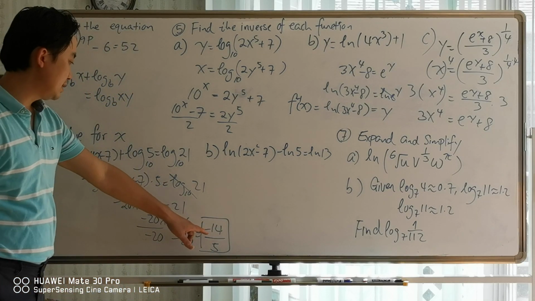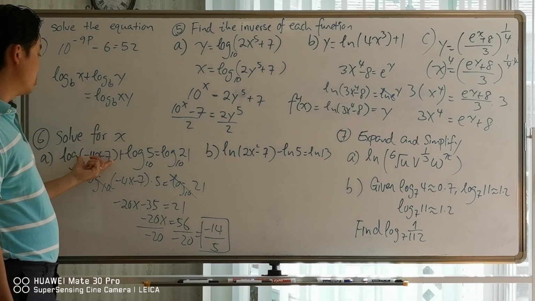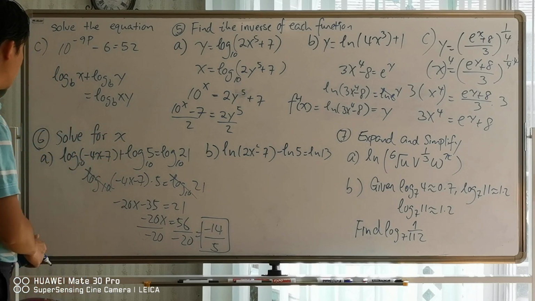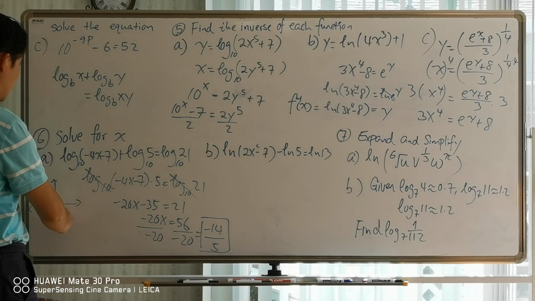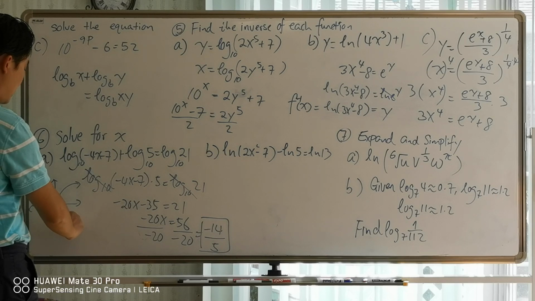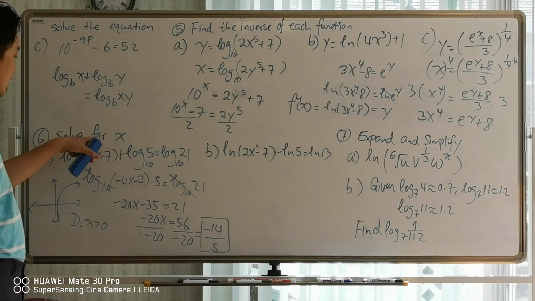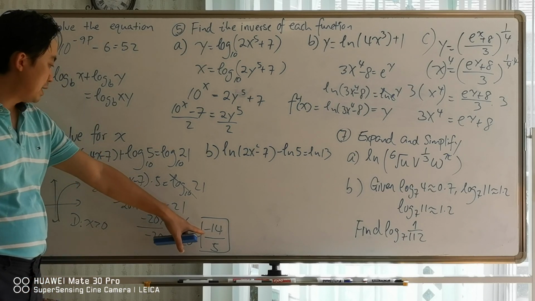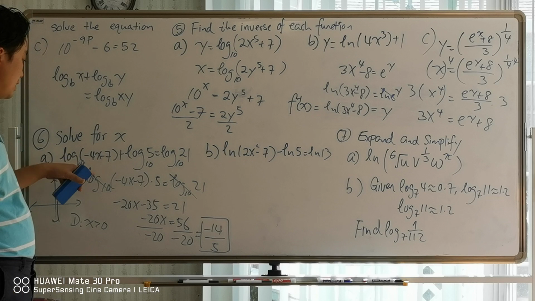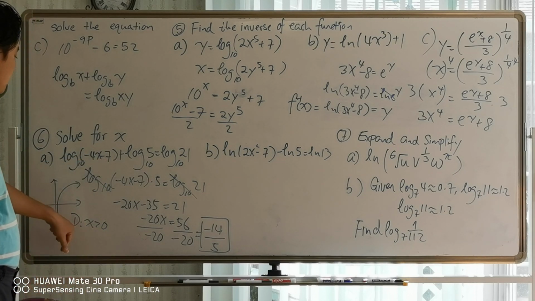Make sure that the quantity you put back into the original equation here works. So the domain is always considered greater than 0, because one thing we noticed, the parent graph of log is always like this. So the domain for x is always greater than 0. So that means this inner quantity, the result, is always greater than 0. So what happens if you plug in negative 14 over 5 back here? Eventually this quantity is going to be positive. So that means we satisfy the condition.